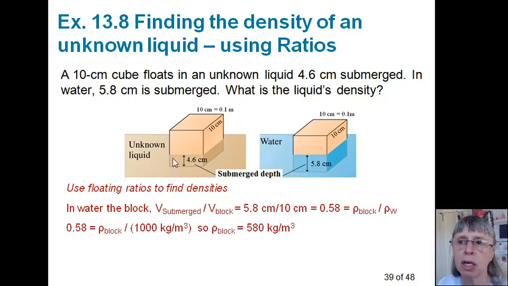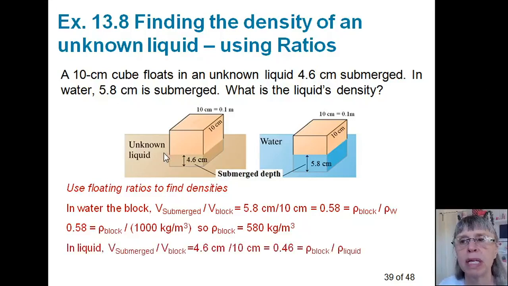Then we can use this density over here in the unknown liquid. We know those ratios still hold. So once we know the density of the block, we can look at the situation over here in the unknown liquid, and we know that those ratios still hold. When it's in the unknown liquid, the volume submerged divided by the total volume of the block is 4.6 centimeters out of 10, so that's 0.46 or 46%. That's going to be equal to the ratio between the density of the block and the density of the liquid. This time we know the density of the block, so we can calculate the density of the liquid.